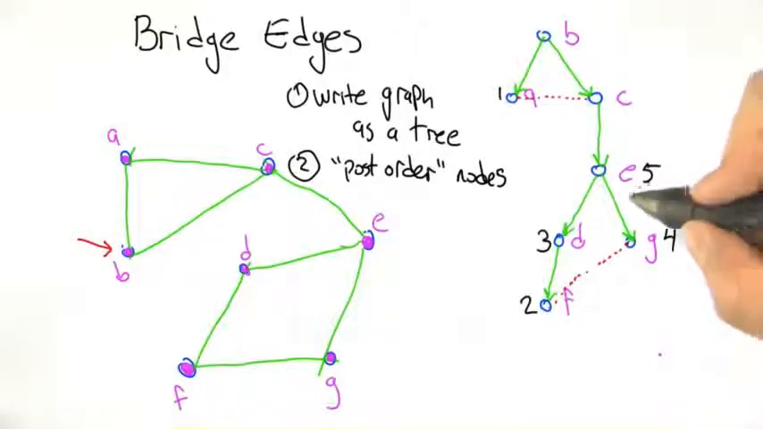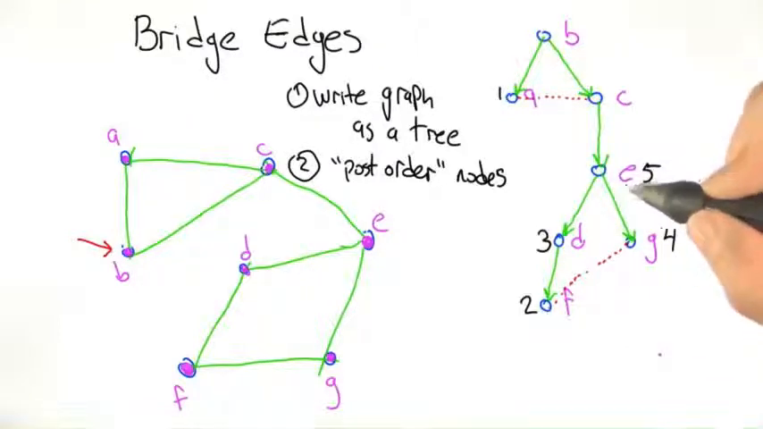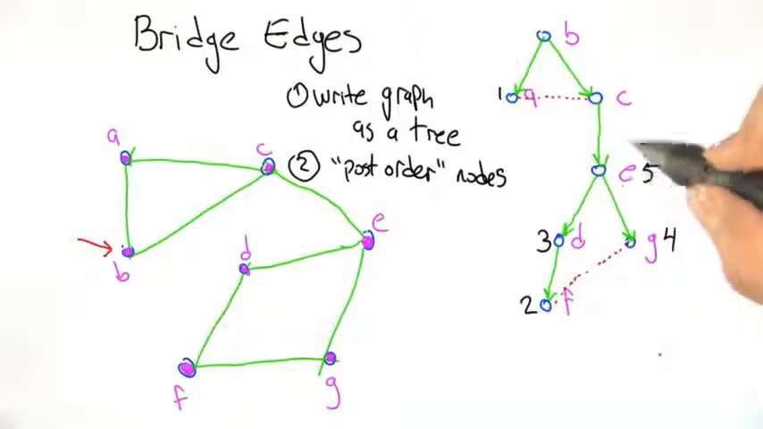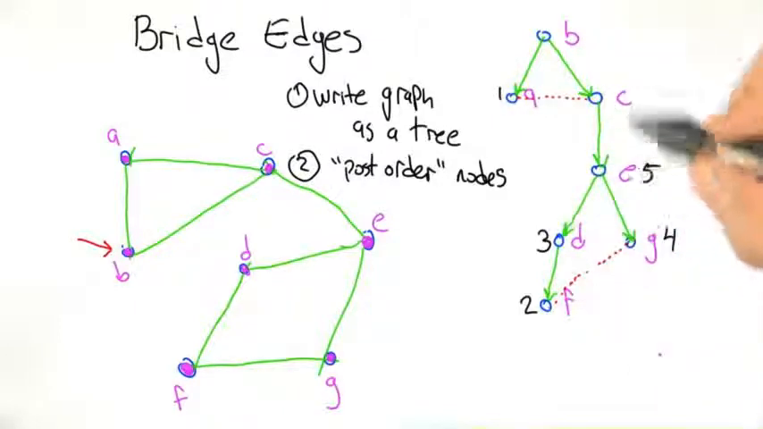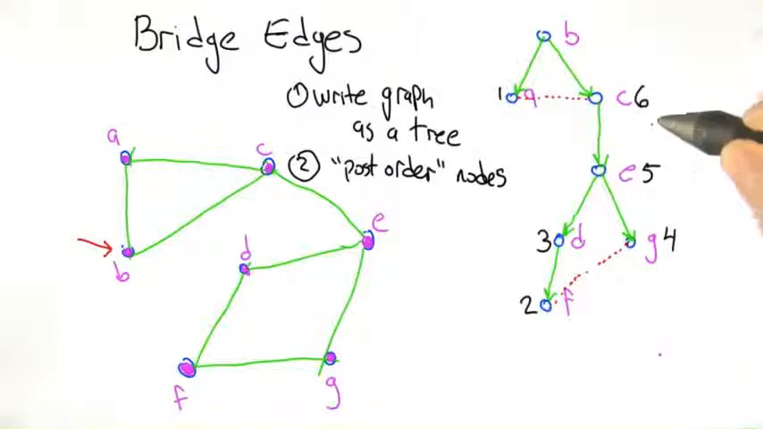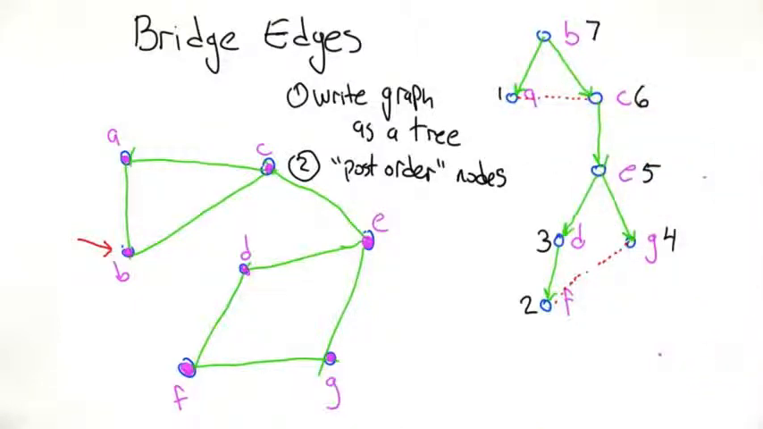Post order in this case is post meaning after. After all the kids, the node itself can get numbered. There's also pre-order and in order, but we're just looking at post order for this algorithm. All right, now C, all its children have been numbered, so now C can get its number. B, all its children have been numbered, so now B can get its number. So we've now post-ordered all the nodes in the graph.